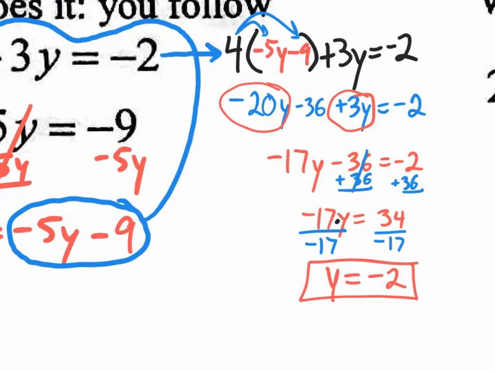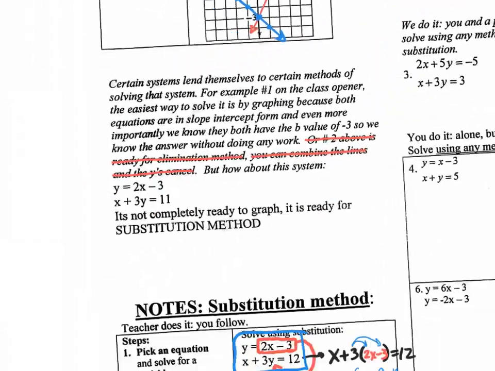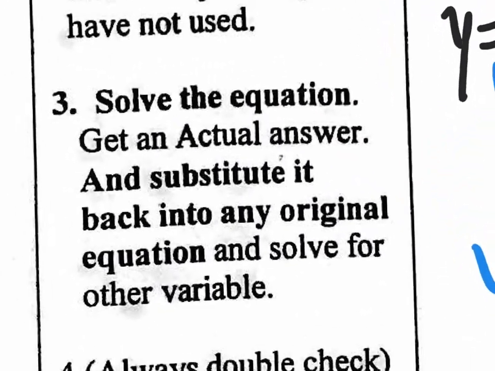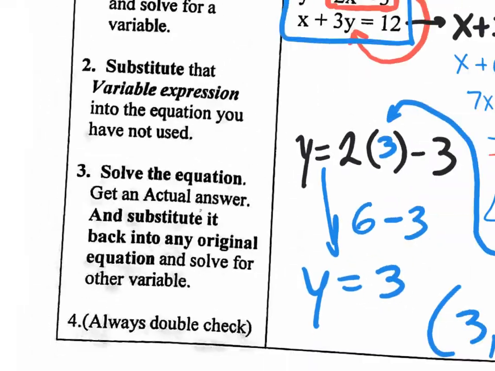And on step 3, it doesn't say just plug it in. What does step 3 say? Let's go back to step 3. It says solve the equation. I already did. I got an actual answer. Now I need to substitute that answer back into any original equation and solve it for the other variable.